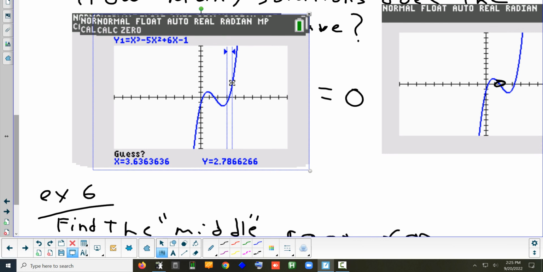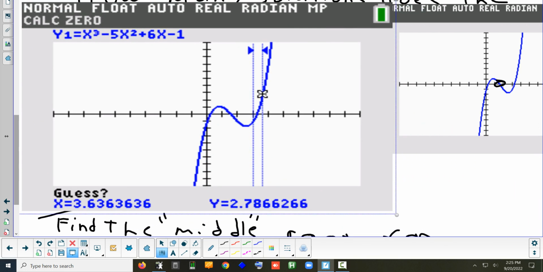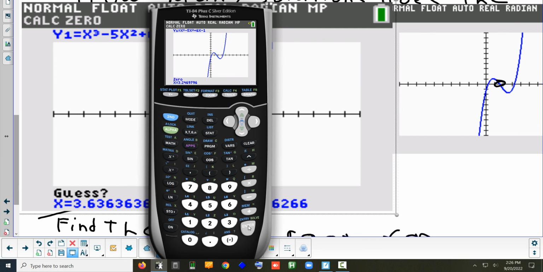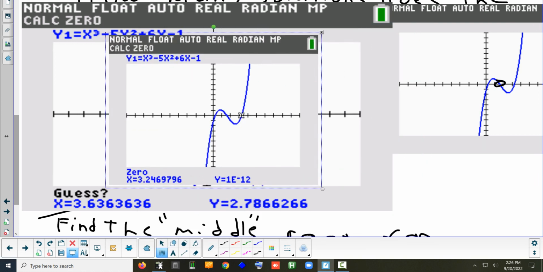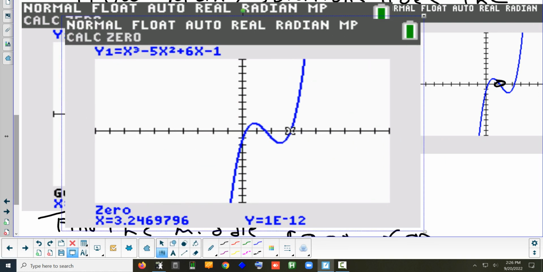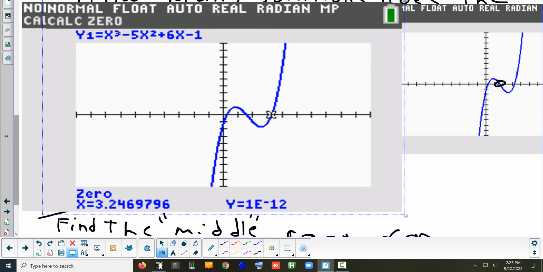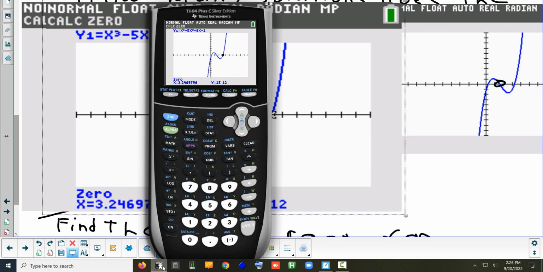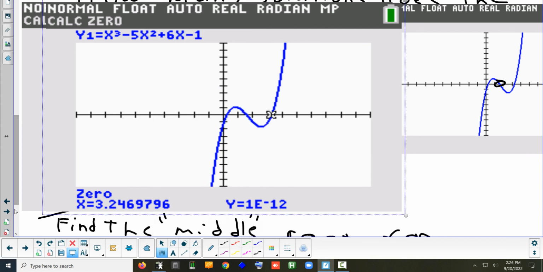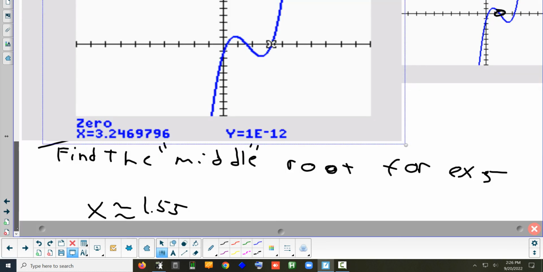That one's okay. It's a little skinnier, but it's fine. I've got my 2 dotted lines. And at this point, just hit enter. You don't really have to do anything. If you put the dotted lines in the right spot, it should automatically give you the answer. 3.25. Okay, you got it? Okay, good. Any other questions on calculating the roots? Okay, so the answer here was the one in the middle, which was 1.55.